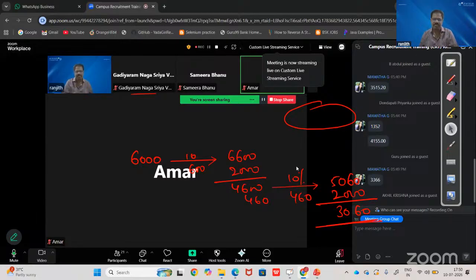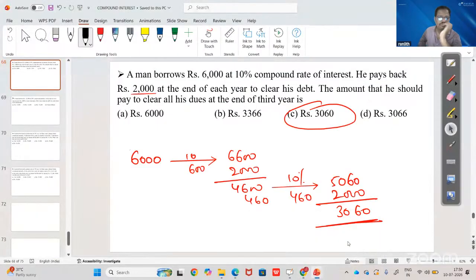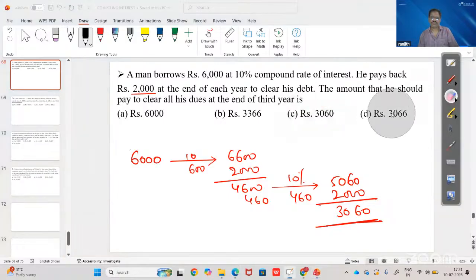It's 3060, I think. Just look at here. Okay, at the end of the third year, again 10 percent. So it will be equal to 306, 3366.